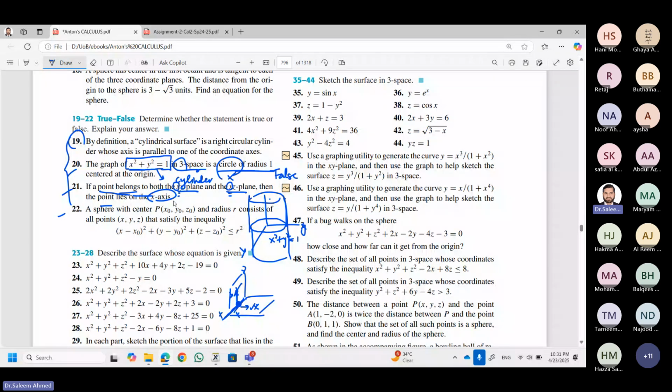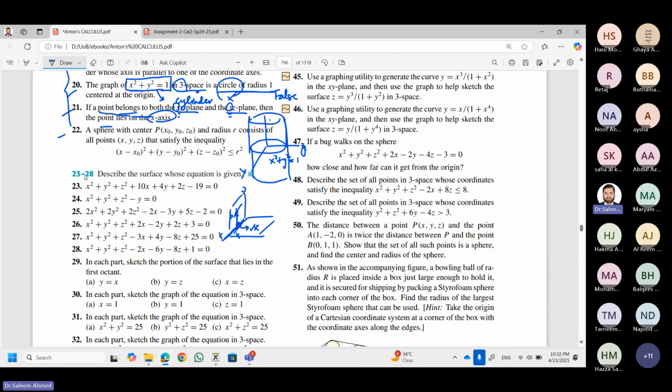So this type of thing you can expect in these type of questions also. If I write this equation and ask you the radius and center, then you have to complete the square, right? You did this in quiz 1 as well.